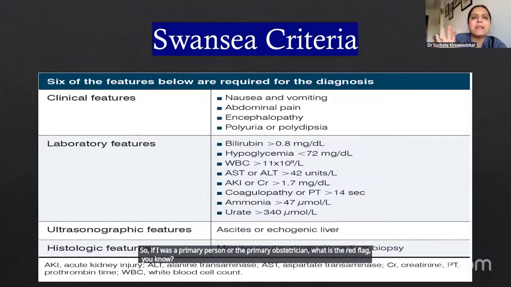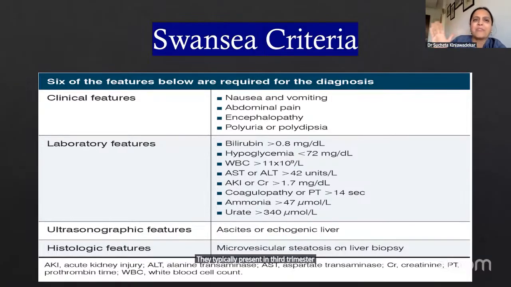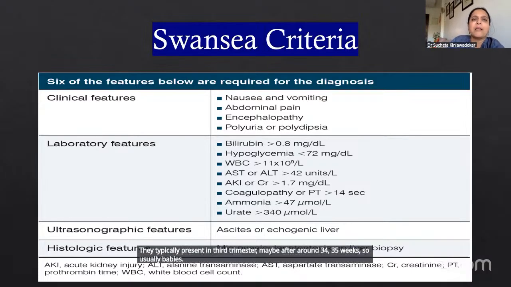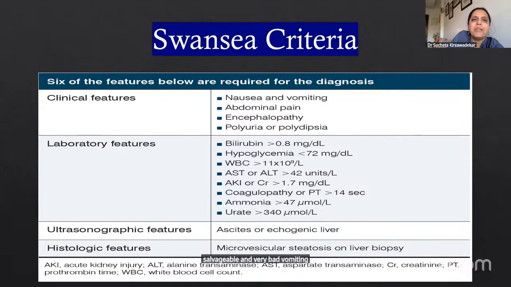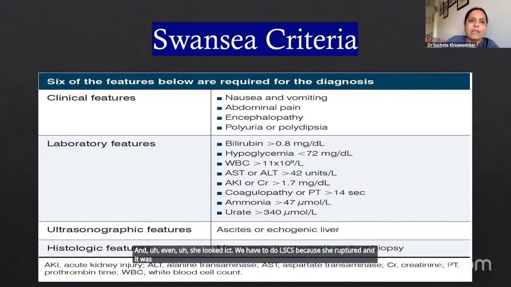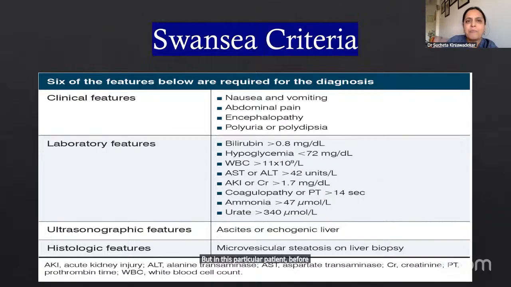They typically present in the third trimester, maybe after around 34, 35 weeks. So usually the baby is salvageable, and there is very bad vomiting. I had experienced one such AFLP in my practice. For no reason she had vomiting, and when she looked icteric, we had to do LSCS because she ruptured and it was meconium and all that stuff. It was a retrospective diagnosis that it was AFLP. But in this particular patient, before IUFD, was it possible to diagnose?